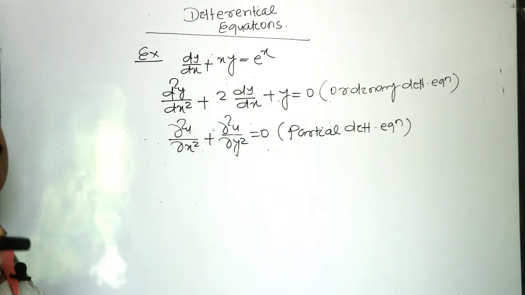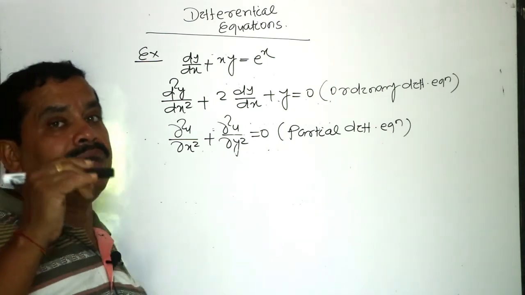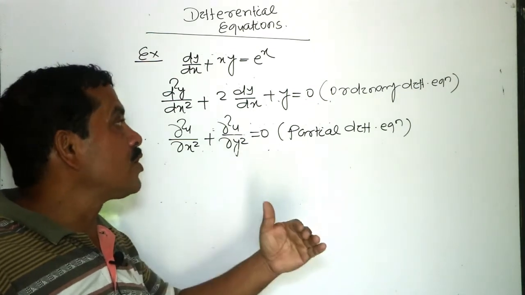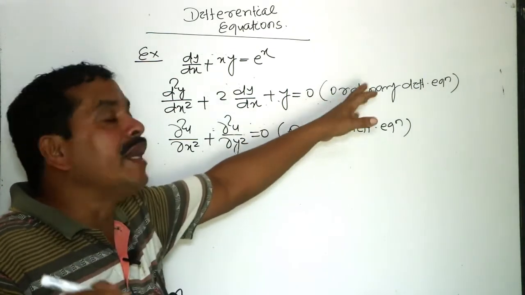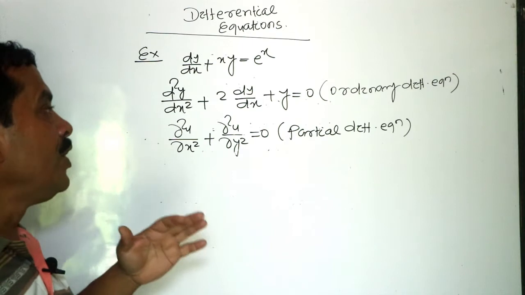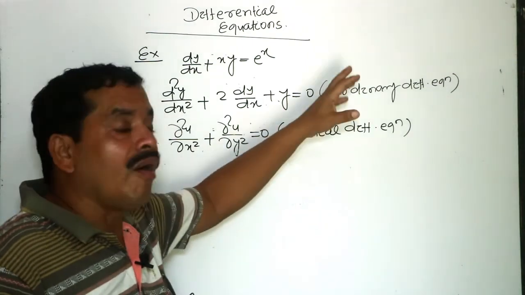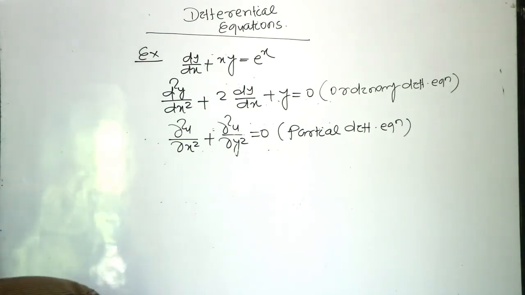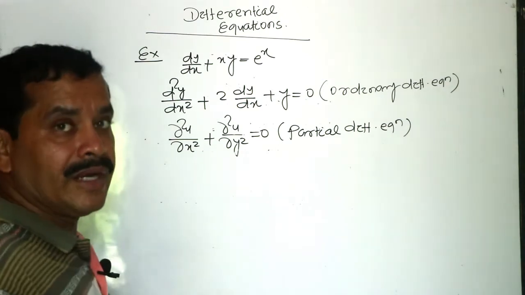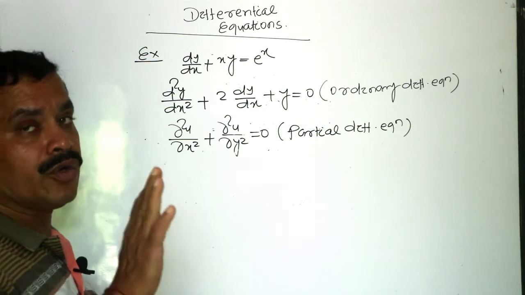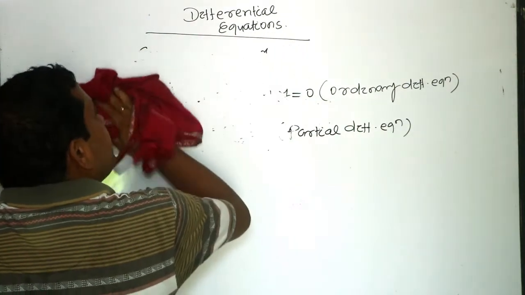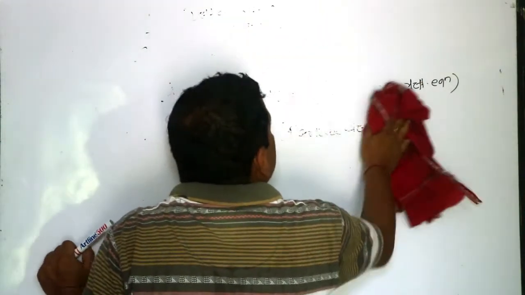So differential equations are of two types. One is ordinary and the second is partial. But our course involves ordinary differential equations. We will discuss only ordinary differential equations. That is, what we mean by a differential equation and the categories of differential equations. Now we shall discuss the degree and order of the differential equation.